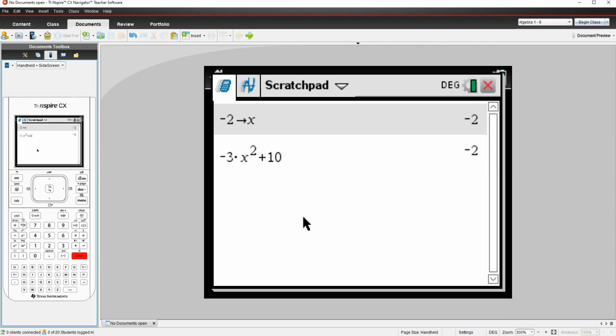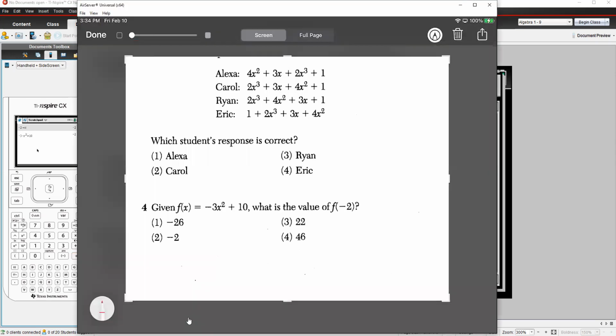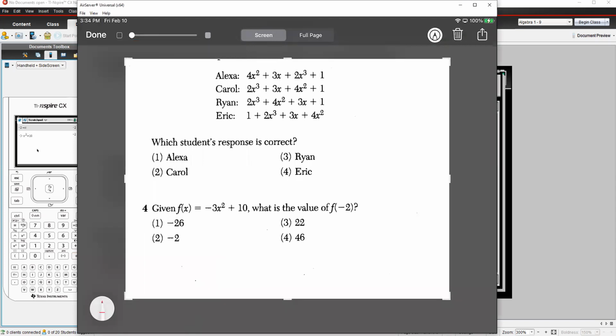Now I'm going to show you how you're traditionally taught. You're basically taught that wherever there's an x, you replace it with negative 2. So this would be negative 3 times negative 2 squared plus 10. Negative 2 squared is going to be 4. 4 times negative 3 is going to be negative 12. Negative 12 plus 10 is going to be negative 2. So that's our answer, but we already saw that. So basically, that's what you would do.